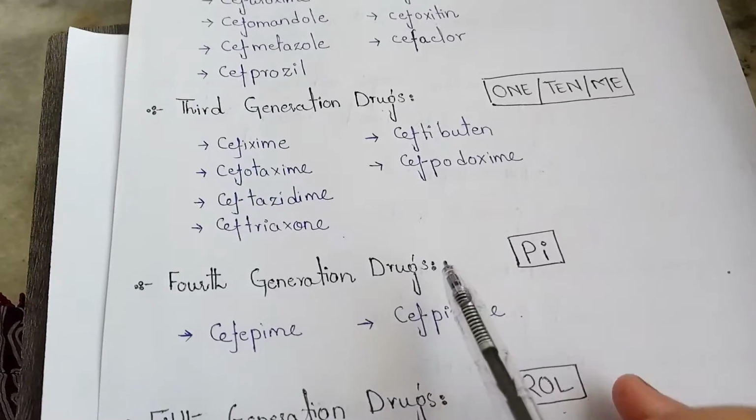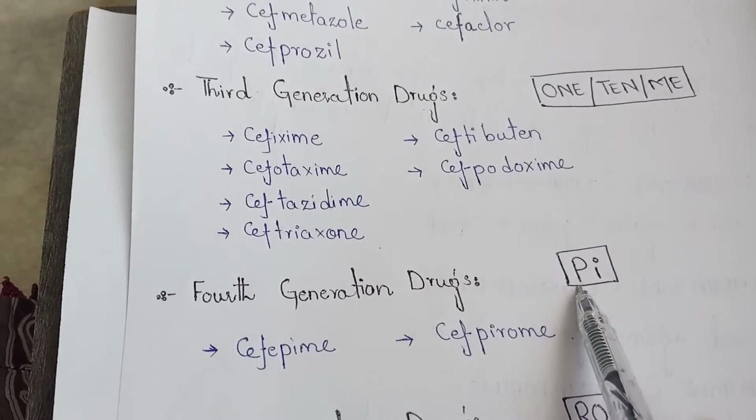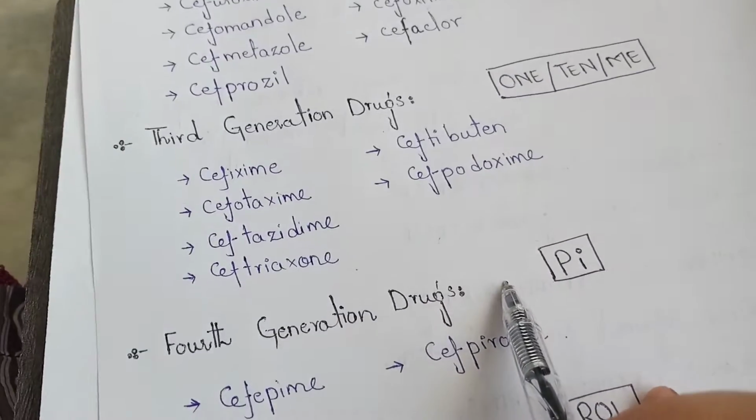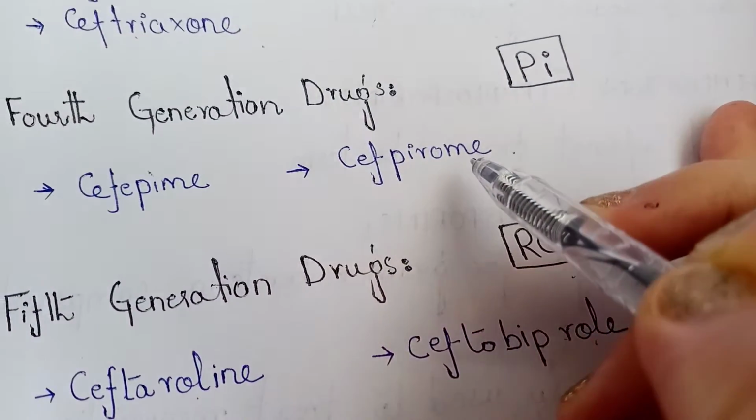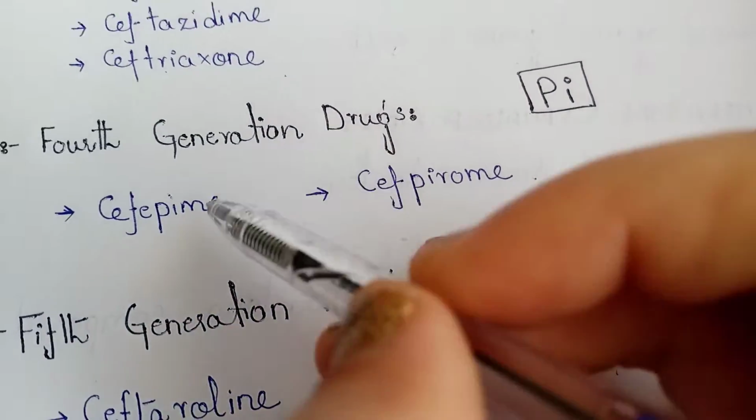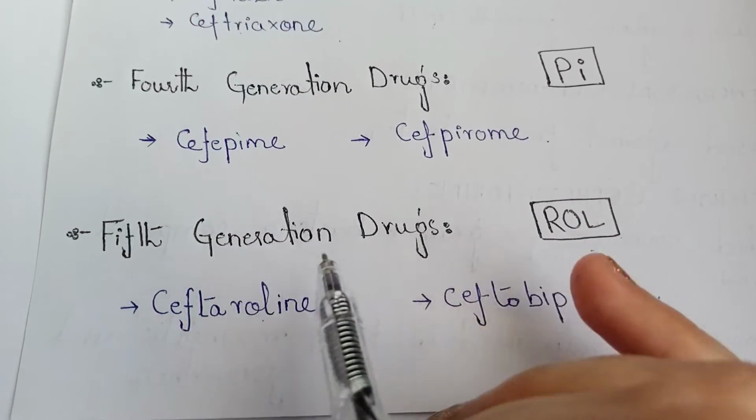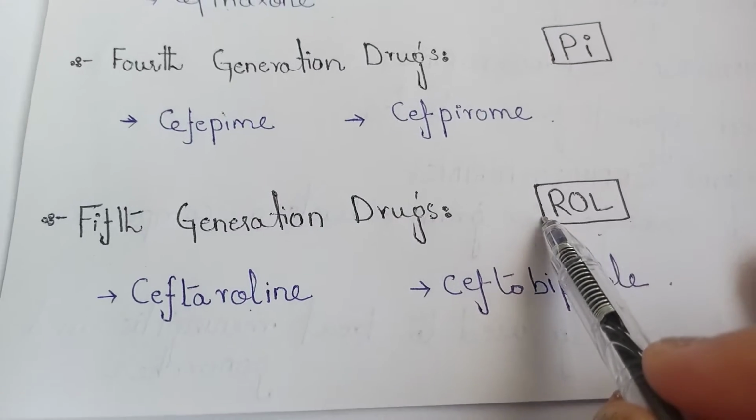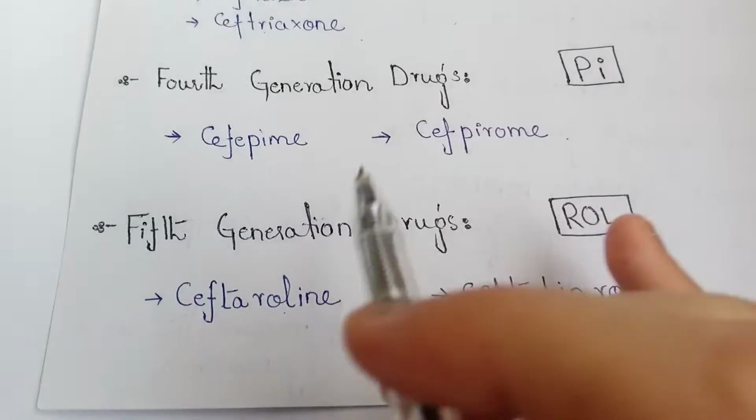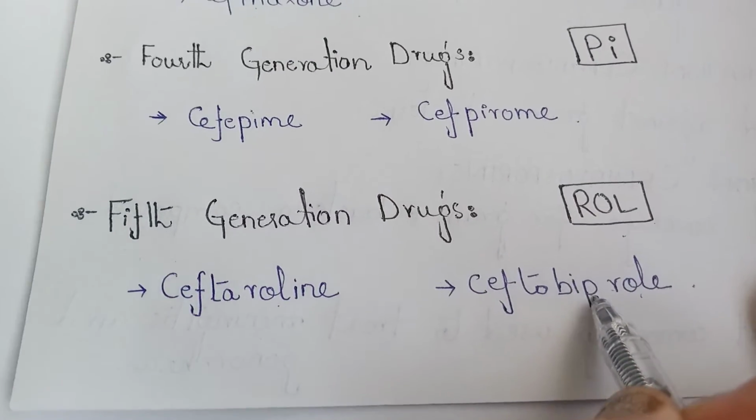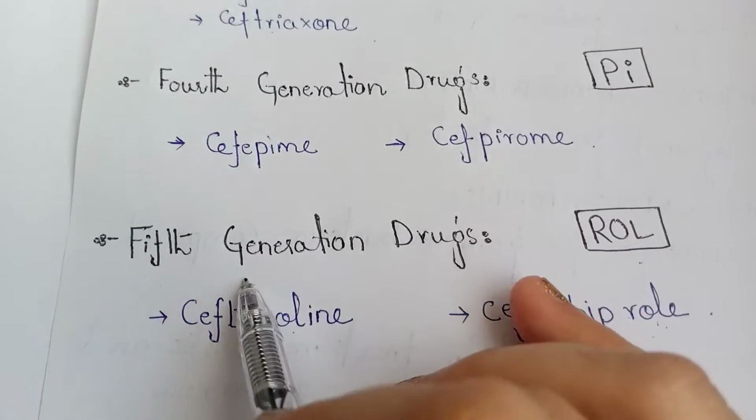Now moving onwards to our fourth generation drugs, for that you have to remember the pi. If there is a presence of pi, then it will belong to the fourth generation. Here you can see cephalosporin and cephalosporin, they both contain pi, so they both belong to the fourth generation. Now moving onwards towards our fifth generation drugs, for that you have to keep in mind the role. If there is a role, they will belong to the fifth generation drugs. Here you can see is the role, and here also is the role, so both cephalosporin and cephalosporin belong to the fifth generation drugs.